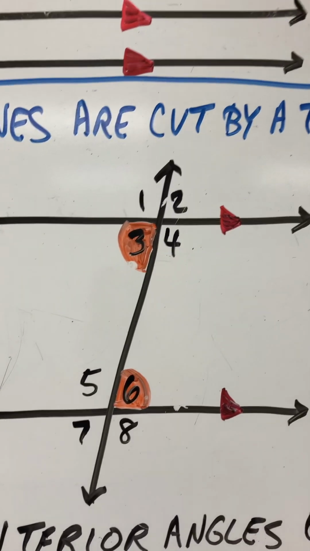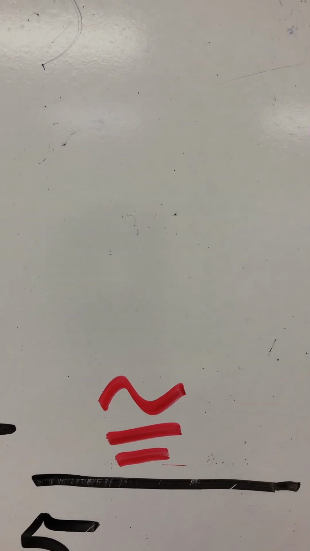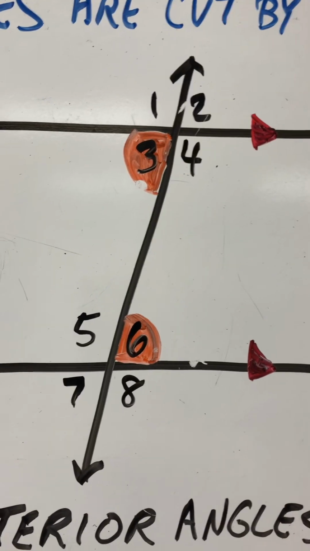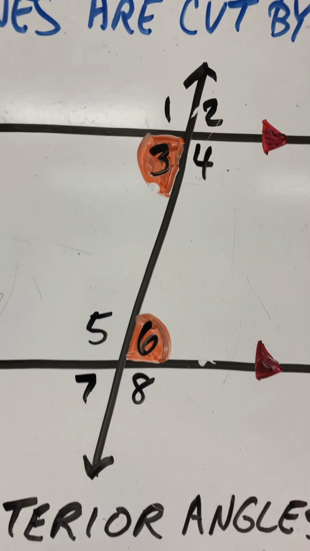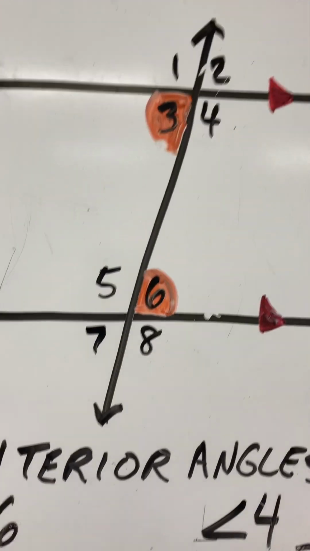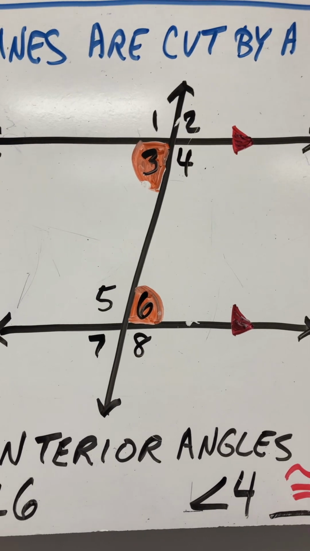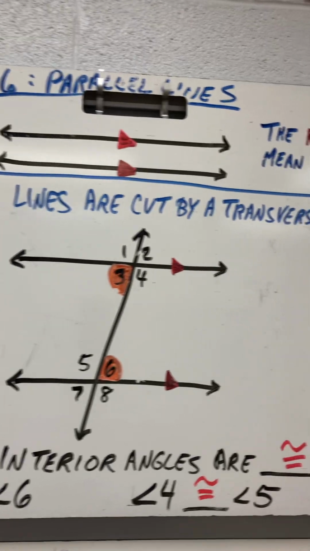Angle 3 is congruent. This is the sign that means congruent, an equals sign with a squiggly above it. So angle 3 is congruent to angle 6. Congruent is the same as equal. Congruent means same size and shape. Not only is angle 3 congruent to angle 6, but angle 4 is congruent to angle 5. So alternate interior angles are congruent.